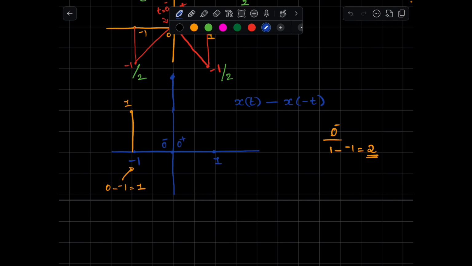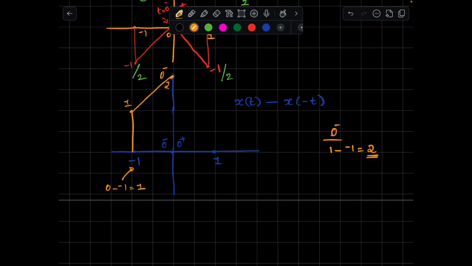Okay, so this is 2. Now this is happening at 0 minus. Since it is happening at 0 minus, you can see here this is 2. I can join up to 0 minus. Now we will see, let me write it here.